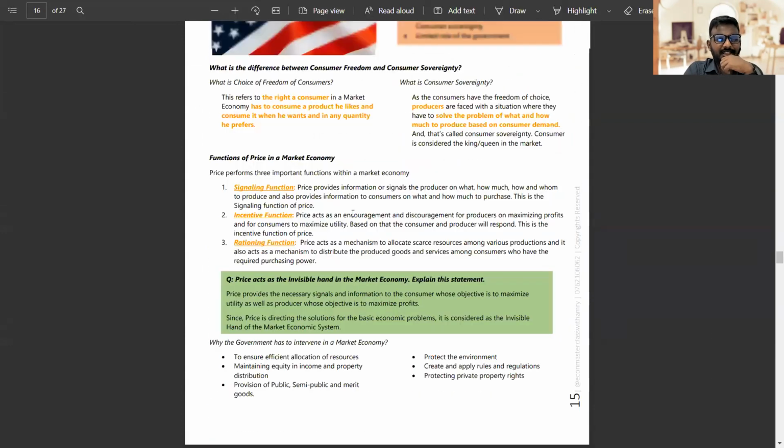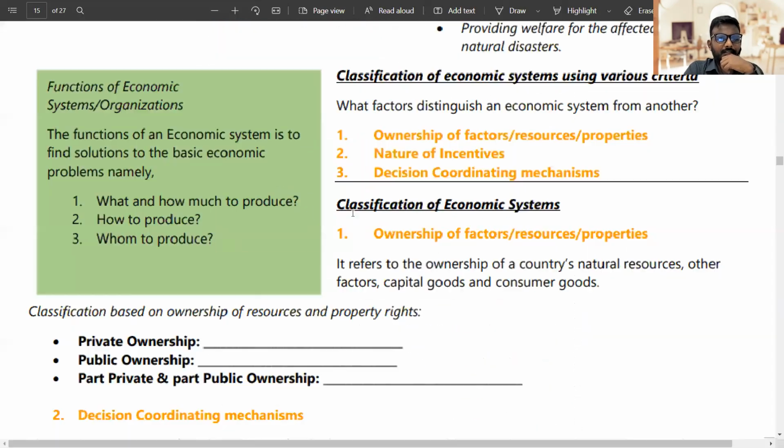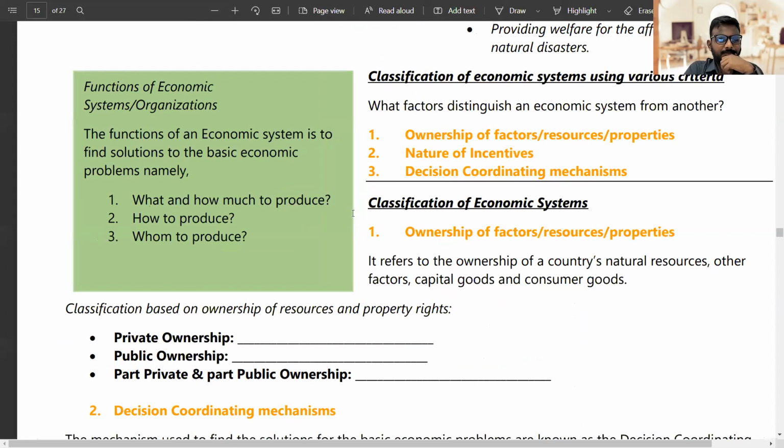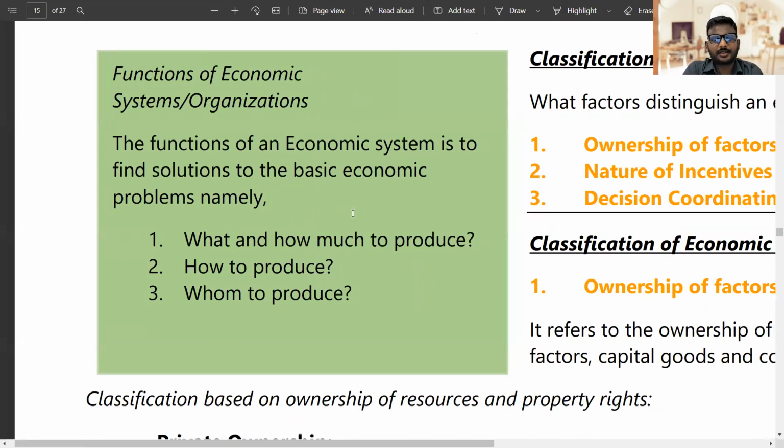So this is what I did, I believe, last time also when we went through those questions. Functions of an economic system. You just write this answer, done. The function of an economic system is simply to find solutions to the basic economic problems. And you just name what those basic economic problems are.